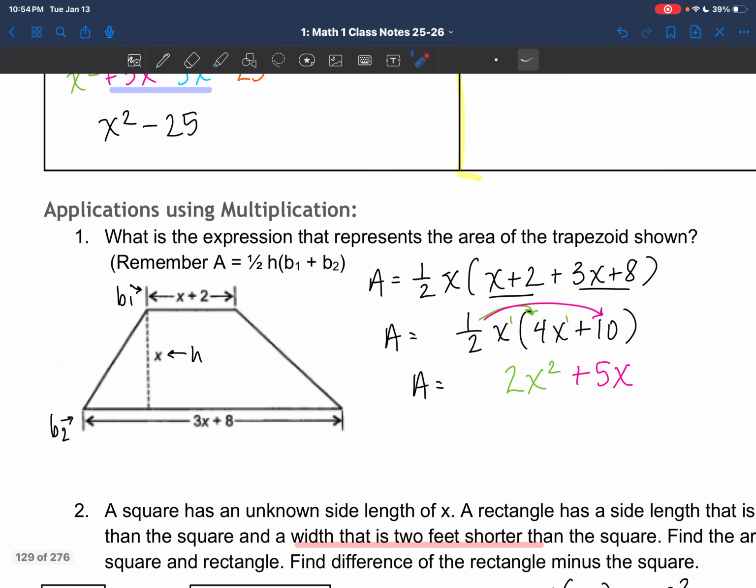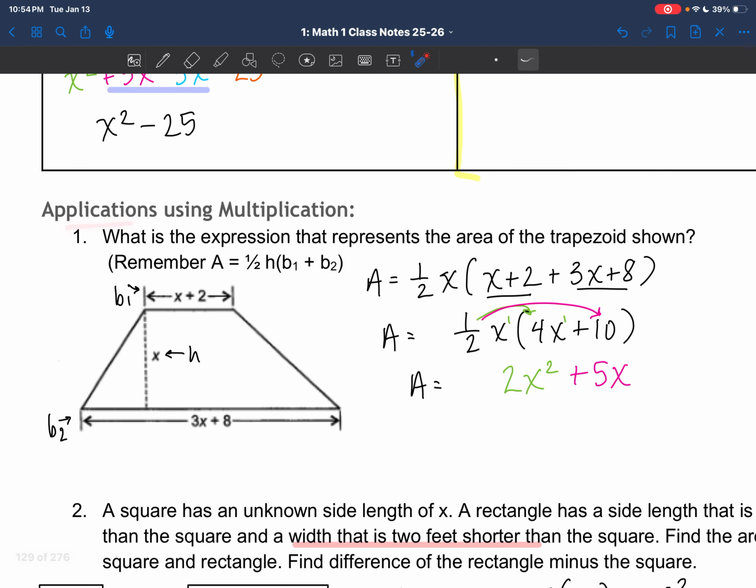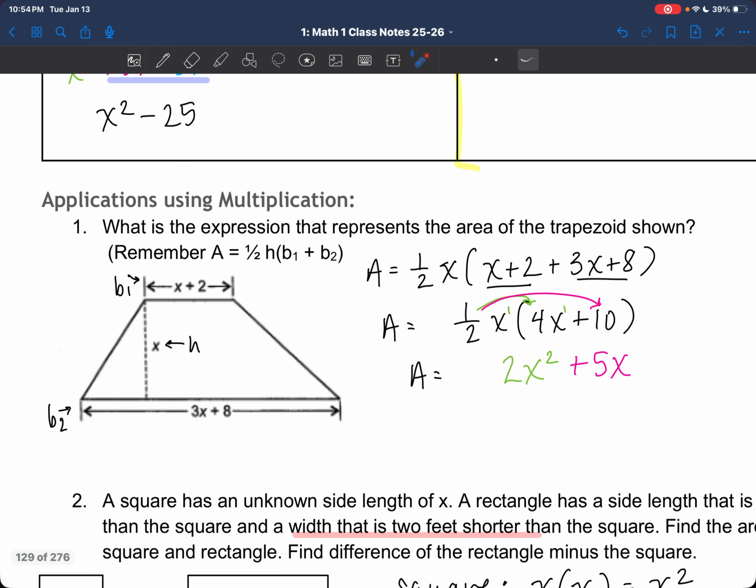All right, now this one again looks a little wild and crazy. It's an application. We want to know the expression that represents the area of the trapezoid, and it did give you the formula for the area. It's half times height times base 1 plus base 2. So here's your base 1, here's your base 2, here's your height. So 1/2, our height was x, and then base 1, this is base 2, and we're adding those together. And remember, it's 1/2 times all of that.